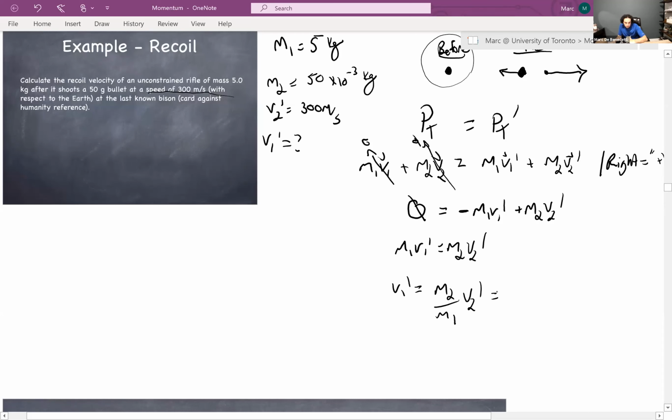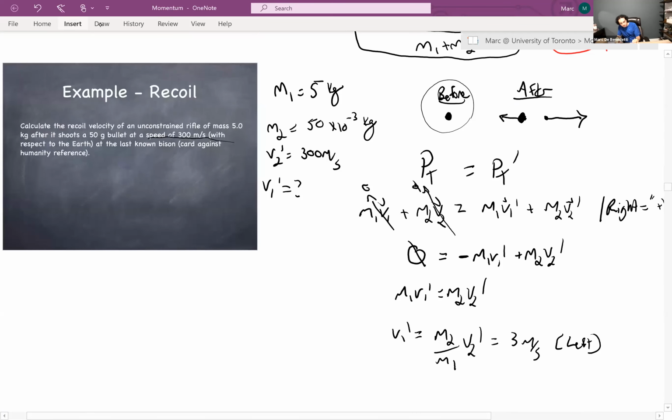And if you plug in all your values, you're going to get something along the lines of 3 meters per second. Backwards. Or to the left, I should say. We know it's to the left because we drew it in our picture that way. So ahead of time, we knew it was to the left.